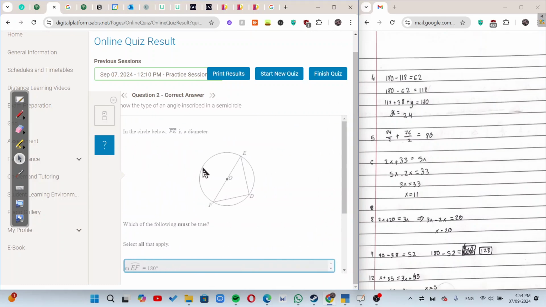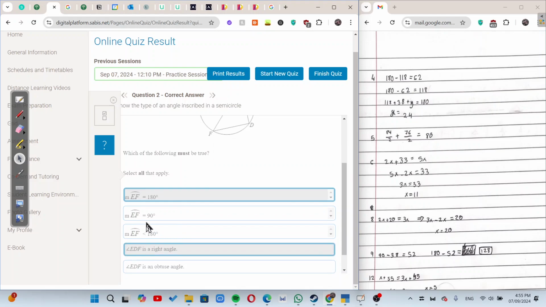Okay, for this question, it's asking you which of the following must be true, and they told you that FE is a diameter. So if FE is a diameter, it means that this arc is equal to 180. And we know this is right, so let's look at the options. EF is 180, we just said that this is 180 because it's a semicircle. EF 90, no. EF less than 180, no, because it's 180.